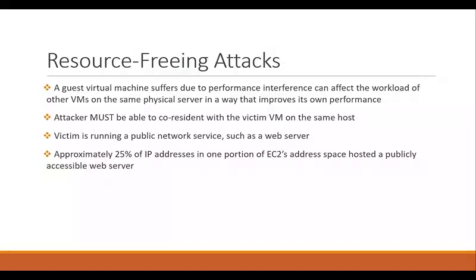But to achieve this, you need to achieve coincidence. You need to know that the victim is on the same physical machine as yours. And also the victim machine needs to be running some sort of public network service so that you can reach it. And this is actually achievable. For example, Amazon has 25% of their IP addresses available publicly. They are running some web servers.